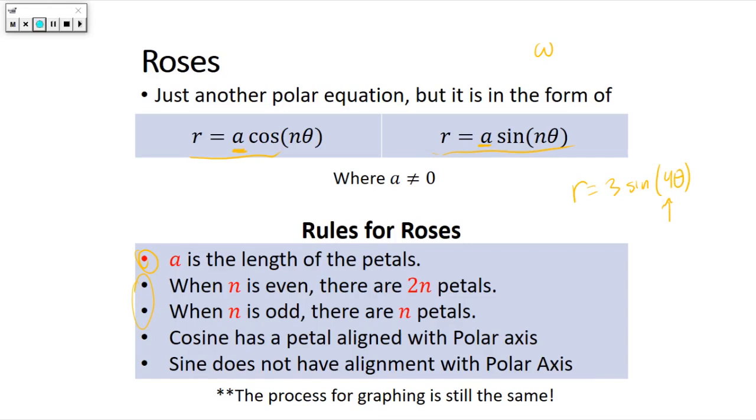Now if it was the opposite, let's say it was 4 times the sine of 3 theta. 3 is odd, so there's only 3 petals. Okay, 3 petals. This one would have been 8 petals. And that's really the most important stuff here.